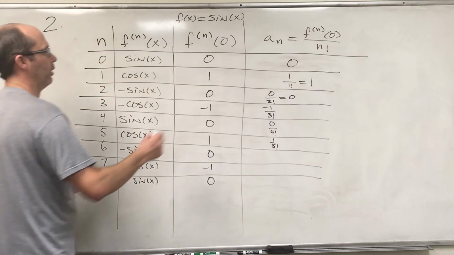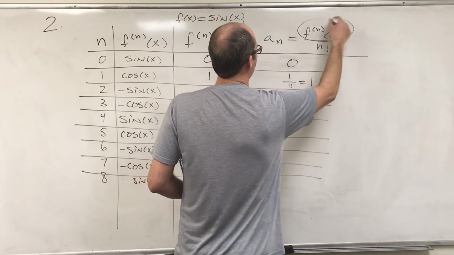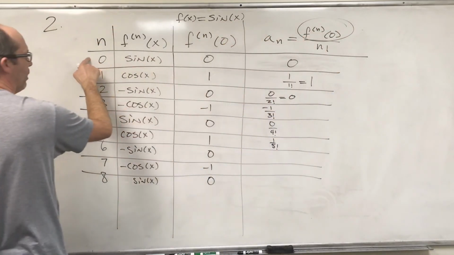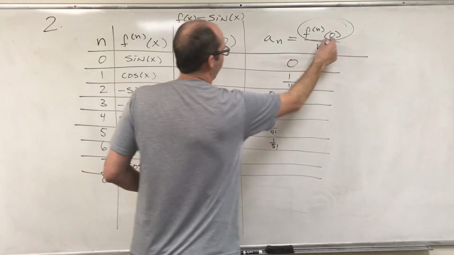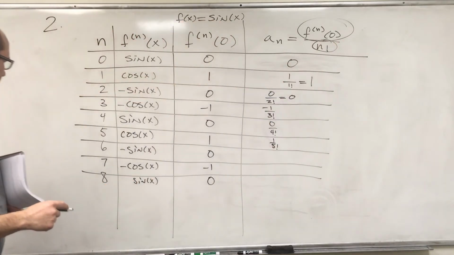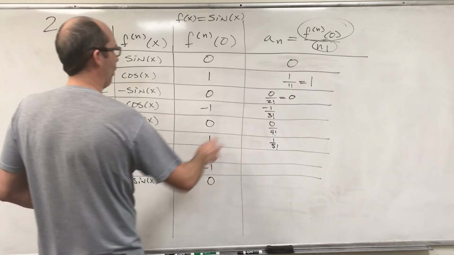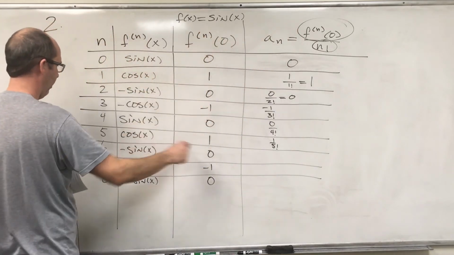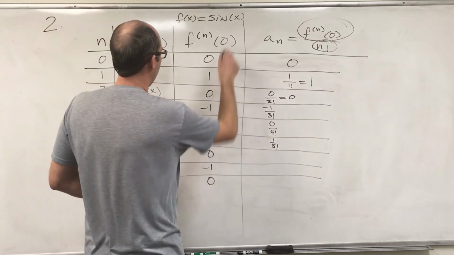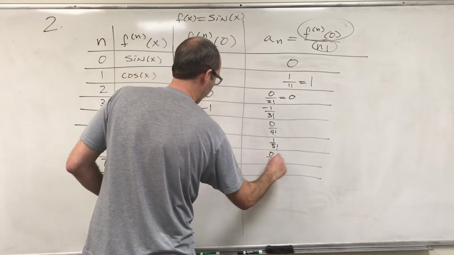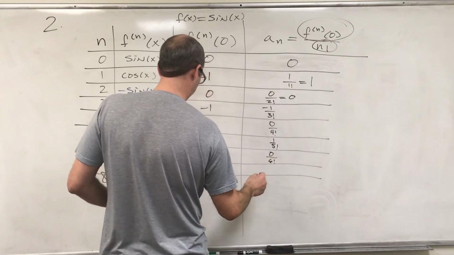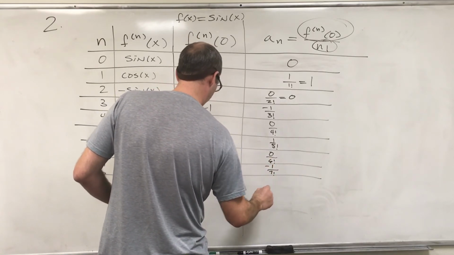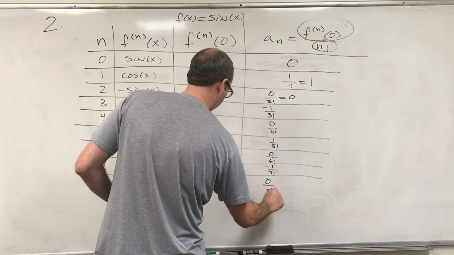Right, so I'm continually using this. I'm thinking, okay, fn of 0, that's my fn of 0. What's my n? This is n factorial. So a6 would be f6 applied to 0. f6 applied to 0 is 0 over 6 factorial. Negative 1 over 7 factorial. 0 over 8 factorial.